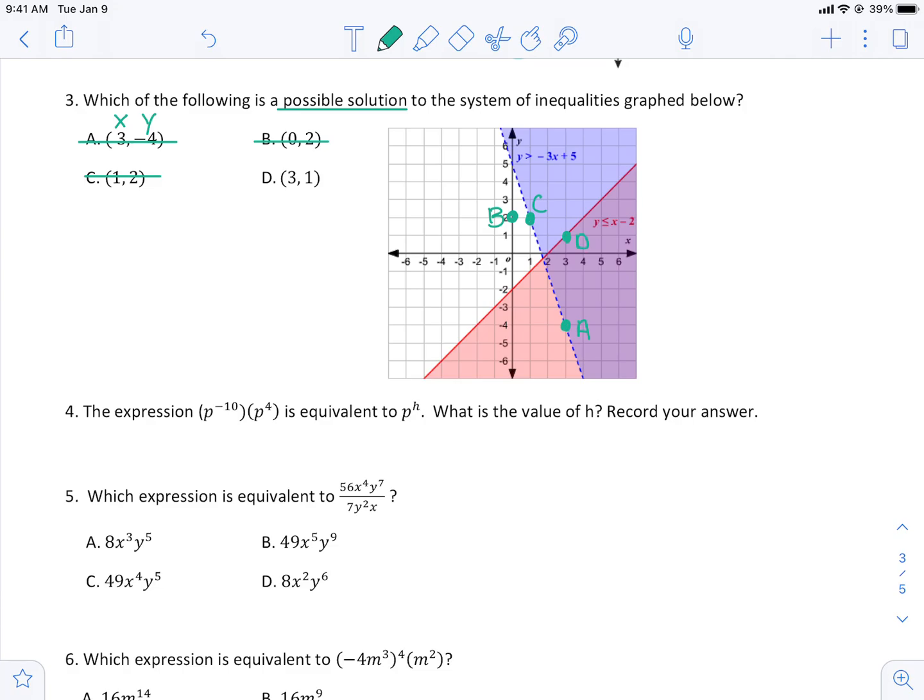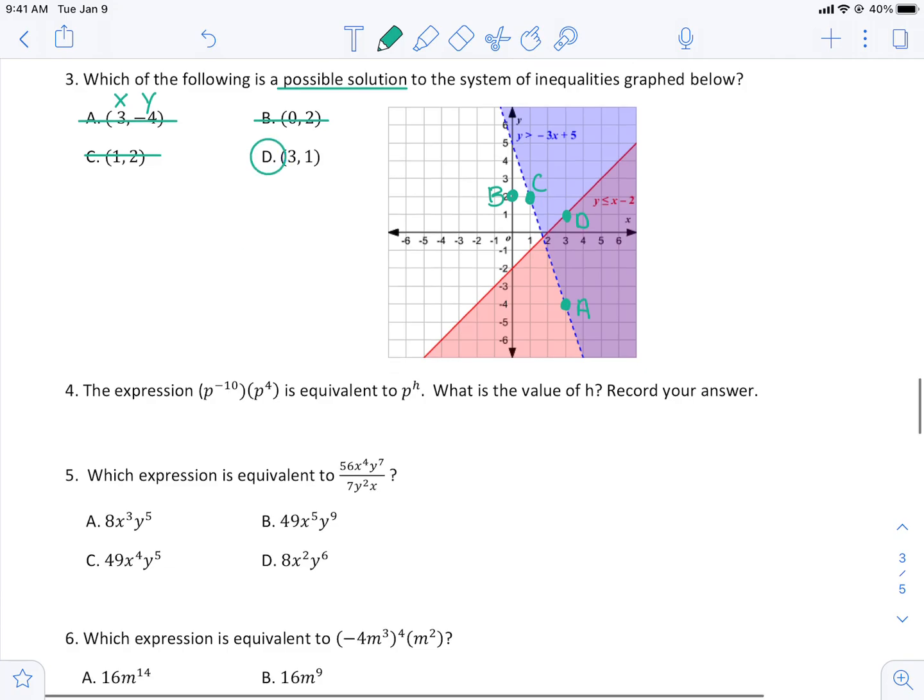And it works on a solid line as long as it's where both areas would be shaded, and this one is. Okay, so answer choice D would work.